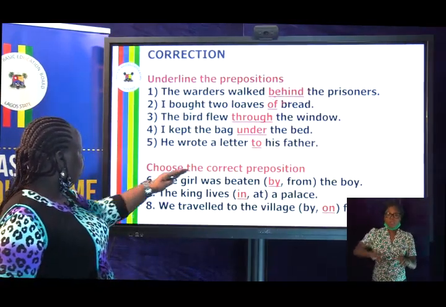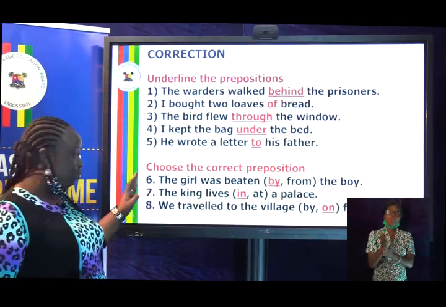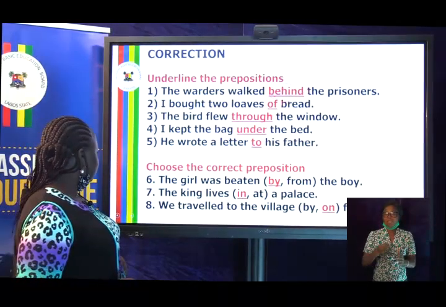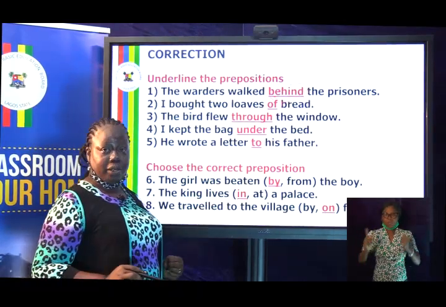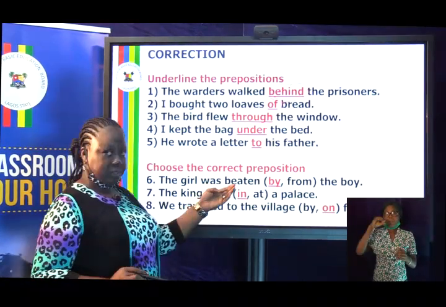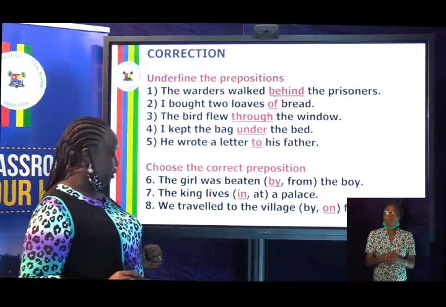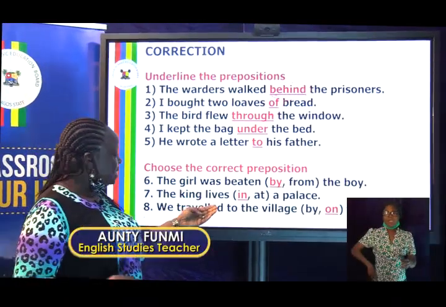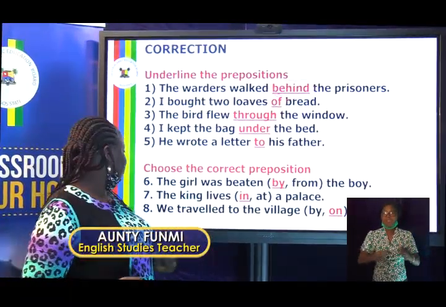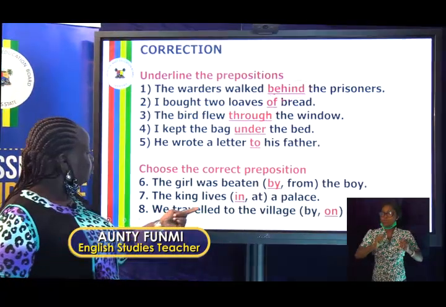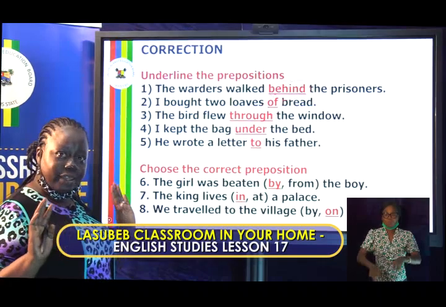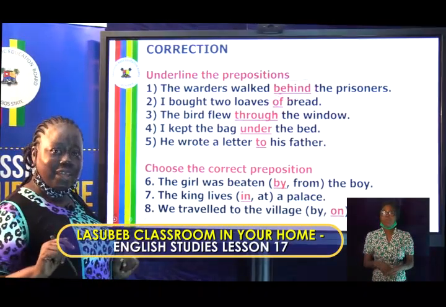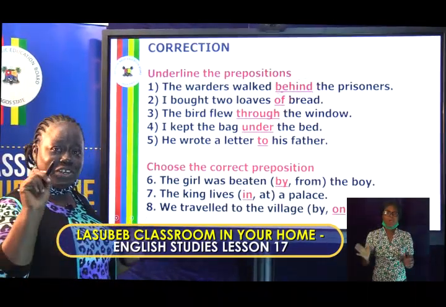Now, let's choose the correct preposition in the remaining 3 sentences. The girl was beaten by the boy. The king lives in a palace. We travel to the village on foot. Did you get them all correctly? Then I must celebrate you with a cheer.